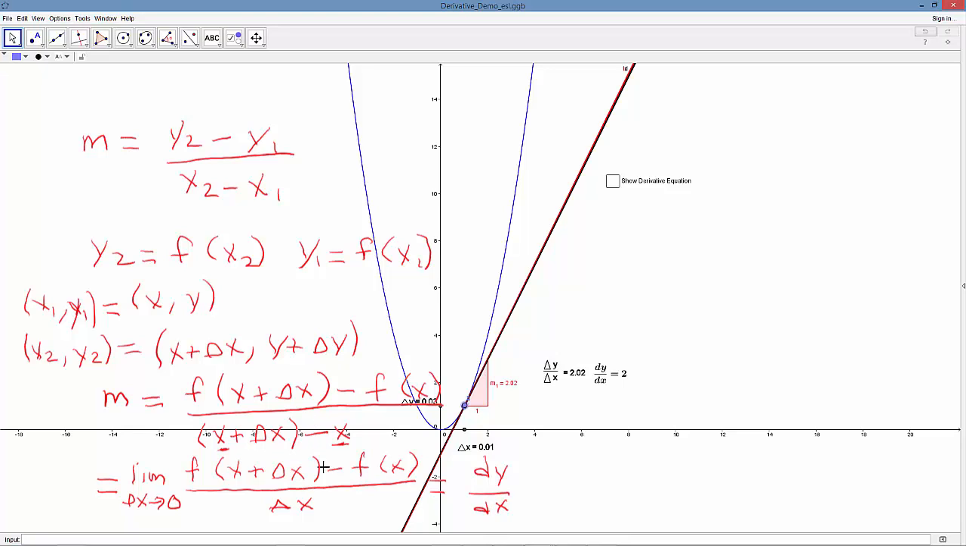And dy over dx, or you can also write that as df over dx, represents an instantaneous rate of change of our function, or an instantaneous rate of change of y, with respect to an instantaneous rate of change of x. So that means a very small change in such a way that our tangent line represents a good approximation to our function, as we showed earlier. Okay, so that is the mathematical definition of the derivative.